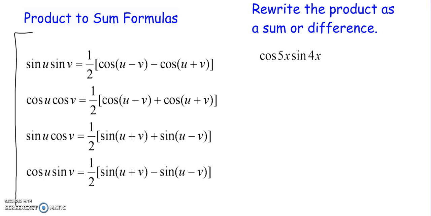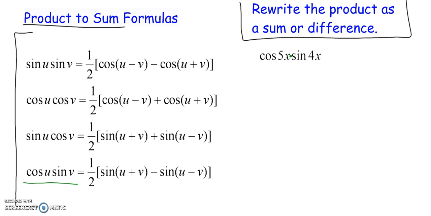What I have here is the directions. Rewrite the product as a sum or difference, and that's exactly what this formula does. It takes a multiplication, which we have right here, and we're going to rewrite it as either a sum or difference depending on the formula. So looking at this, we have cosine 5x, sine 4x. So you're thinking of this as 5x, and you're thinking of this as 4x.